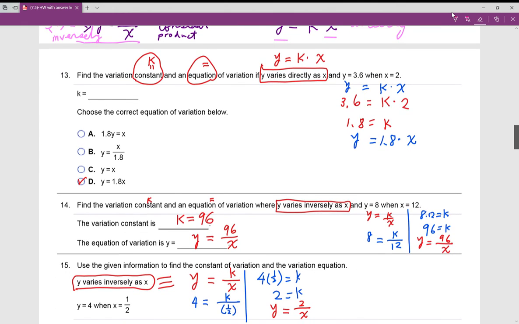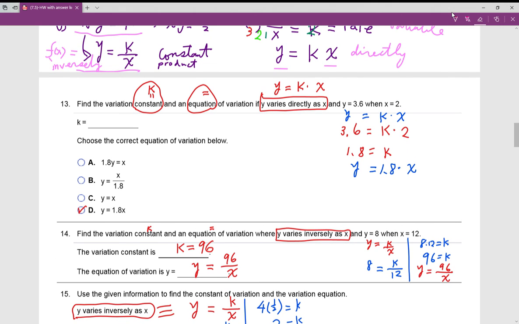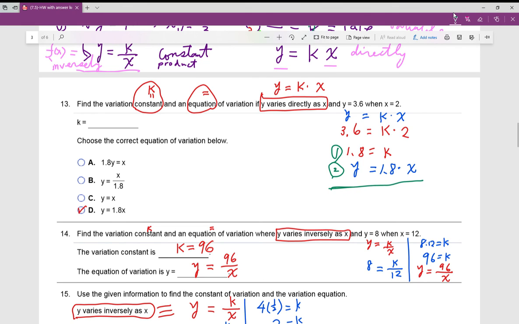So keep going to number 13. See, they tell you y varies directly as x. So if you memorize the formulas, then you can use this formula. Now, for this type of problem, first you need to solve for k. Mostly you have to solve for k. So step 1, you solve for k. After you solve for k, mostly they ask you what's the equation. Many students, when they ask for the equation, only solve for k. Then you only earn half of the credit.